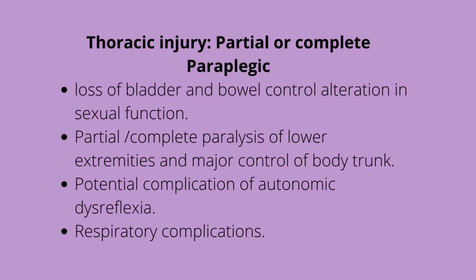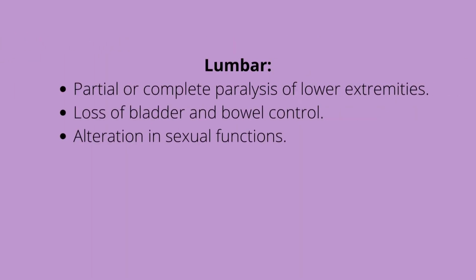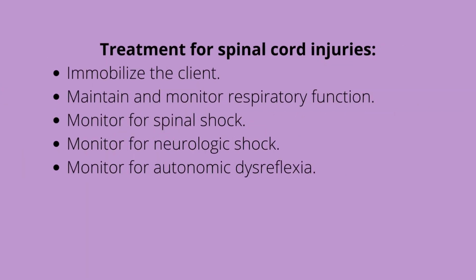And we'll have the potential complication of autonomic dysreflexia. Autonomic dysreflexia is an injury below level T6, and respiratory complications. We'll talk more about autonomic dysreflexia and what to watch for and some nursing interventions on it. So with the lumbar spinal cord injury, either partial or complete paralysis of the lower extremities will be noted, and there will be loss of bladder and bowel control as well as what? Altered sexual function.